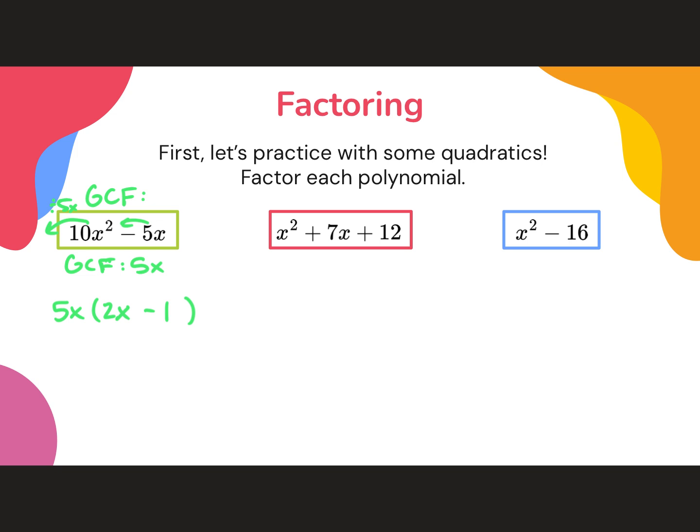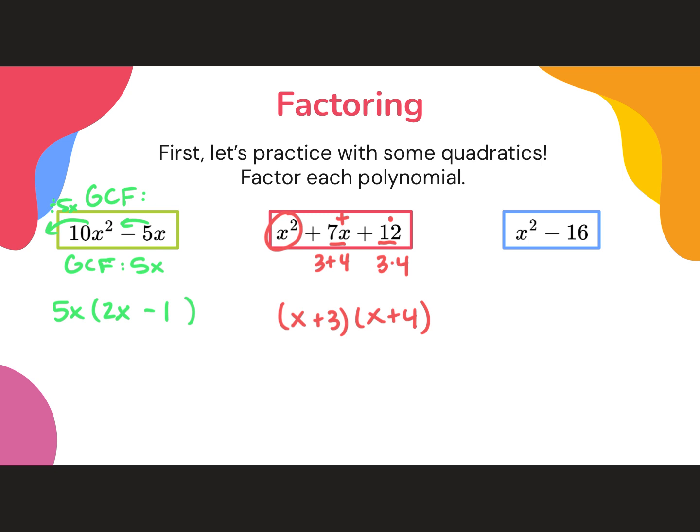A second method of factoring with quadratics is the trinomial method, where you have a leading term of x squared. This is our pattern strategy where we're looking for two numbers that multiply to the end and add to the middle. So in the case of 7x and 12, two numbers that multiply to 12 but add to 7 would be 3 and 4. My factors then are going to be x plus 3 and x plus 4.